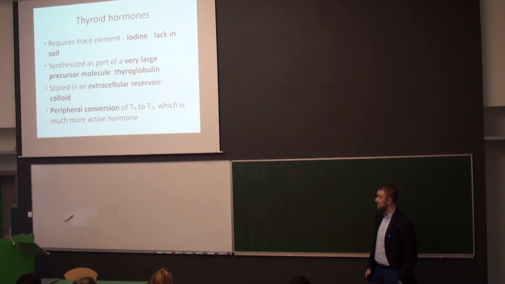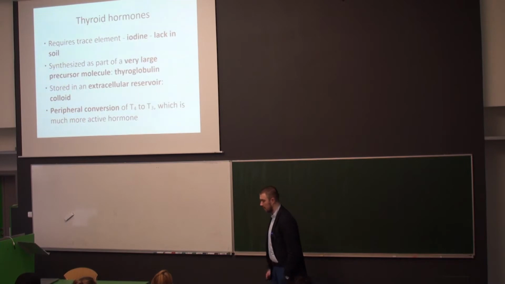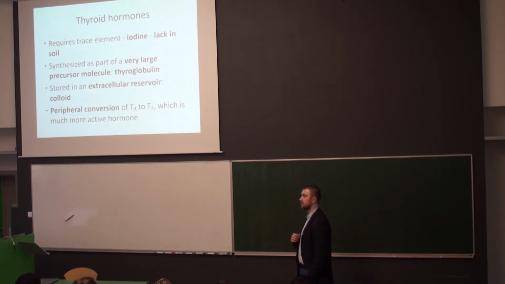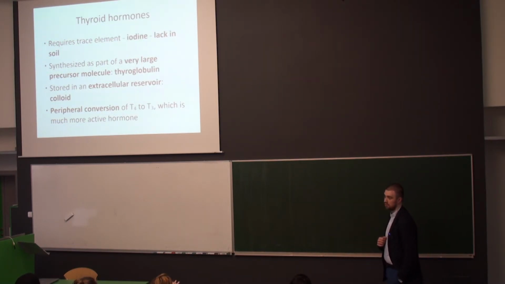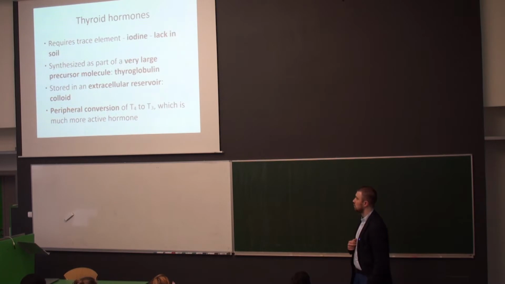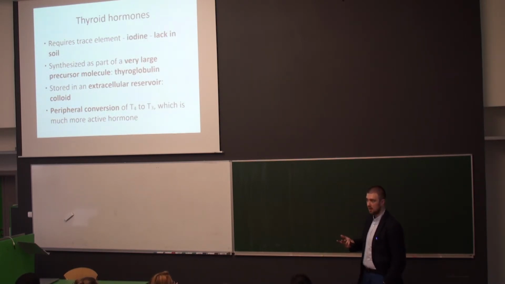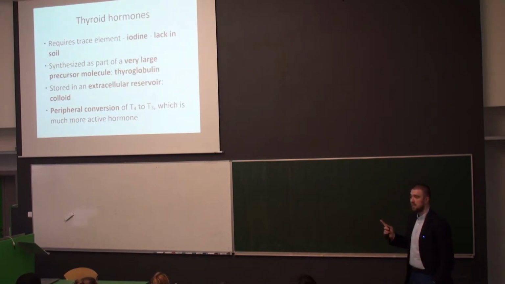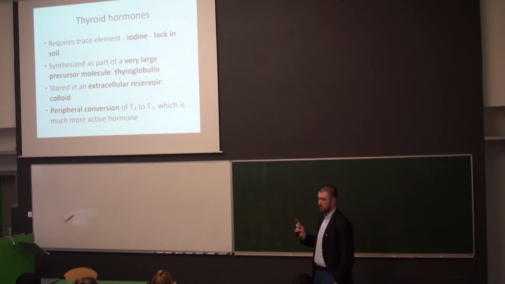So here you have some specific characteristics for thyroid hormones. First is that this signaling molecule must have a trace element. If you look at catecholamines, you need tyrosine. If you look at GABA, you need glutamate. So typically amino acids. But here you must have the organic molecule plus the iodine. That means the trace element.